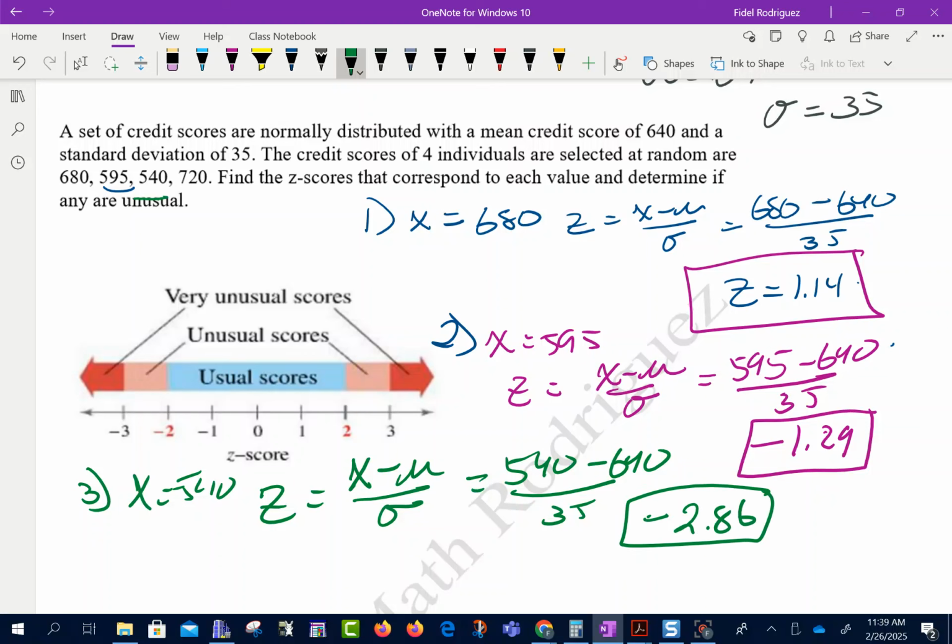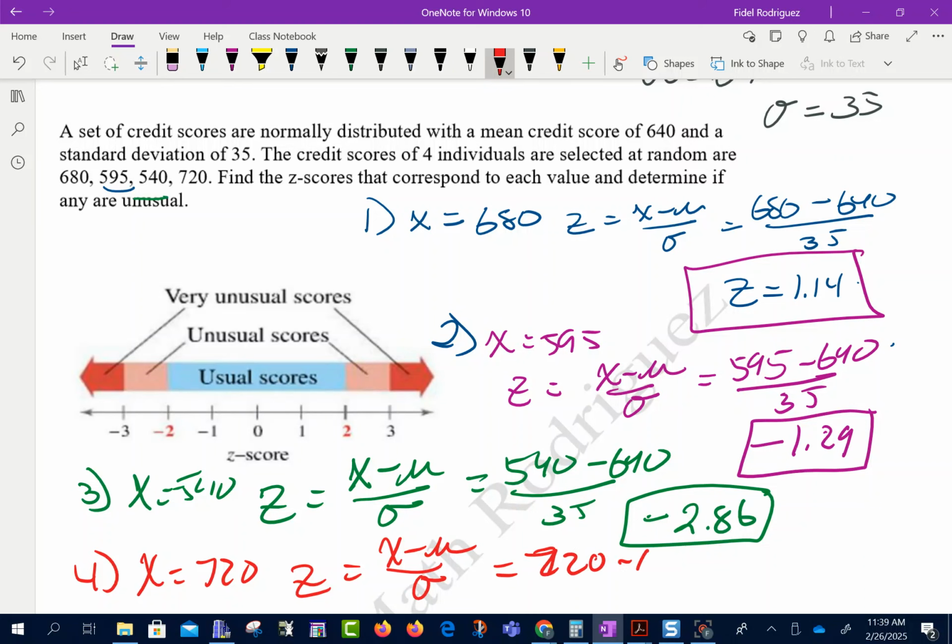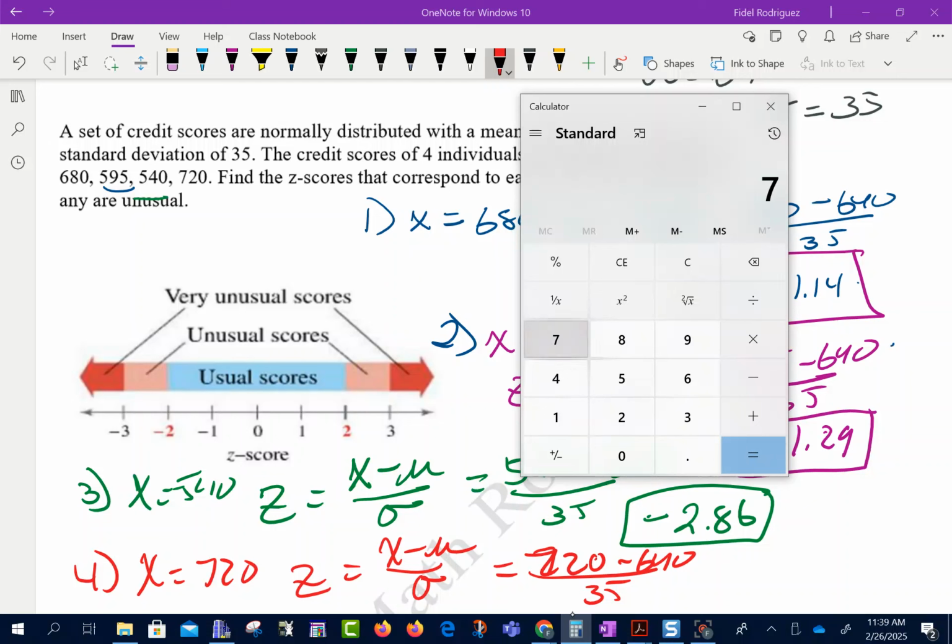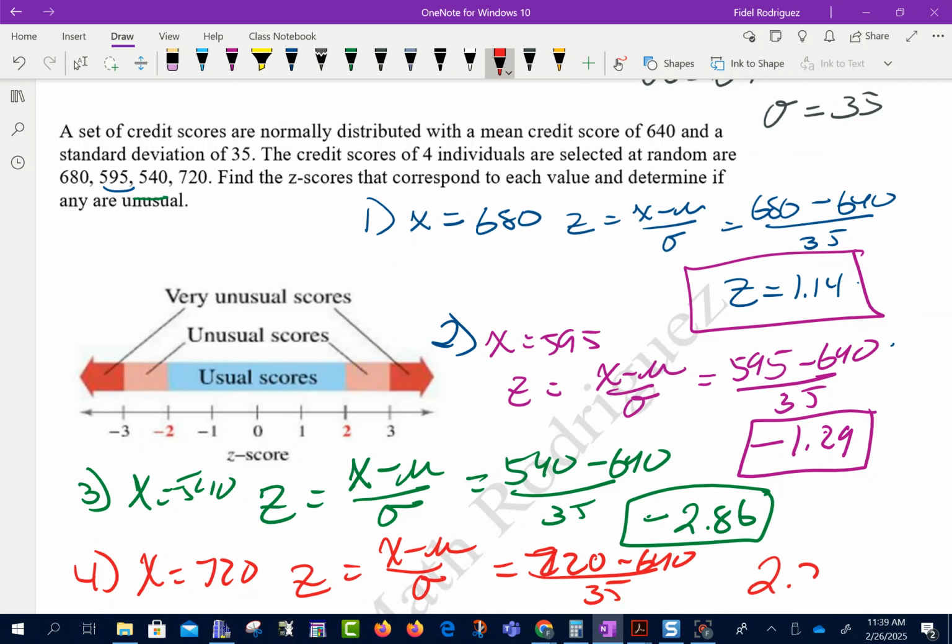Okay. And one more, my friends. Credit score of 720. Let's find our z-score. So 720 minus 640 divided by 35, 2.29.